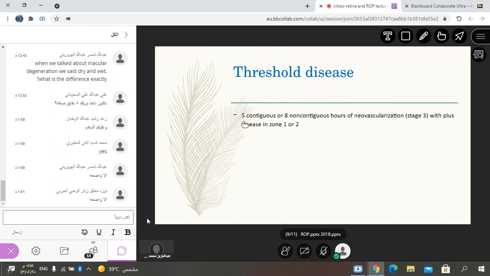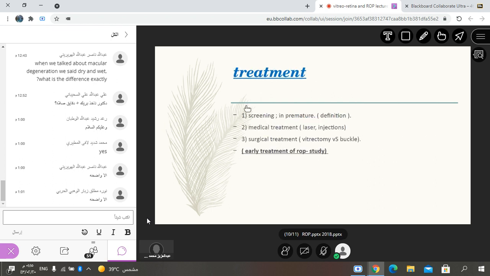So what is the meaning of threshold disease? It is 5 or 8 cumulative clock hours of stage 3 with plus disease in zone 1 or zone 2. This is the stage at which we need to intervene and do a treatment, either with laser or with injection. Treatment options and screening are crucial. Medical treatment like laser and injections, surgical treatment like vitrectomy, plus scleral buckle, and the Early Treatment for ROP study. This is the study that we follow in our country.